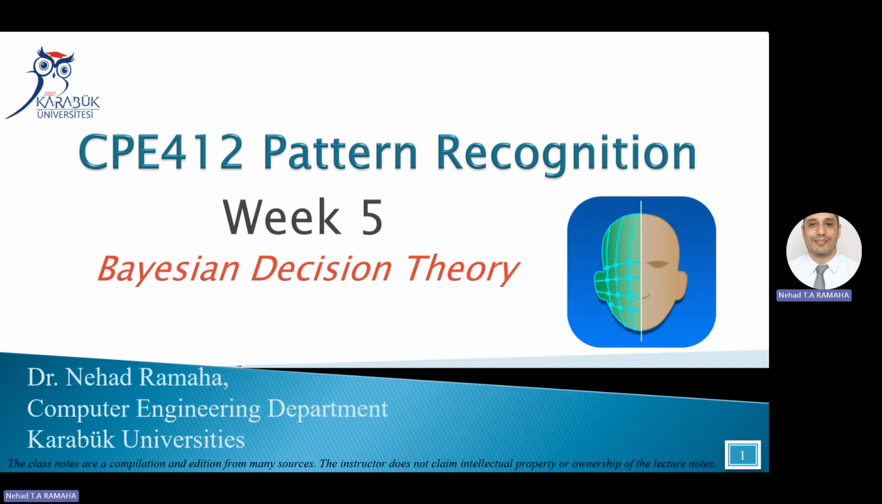Okay, we are still in the same subject, but this time we will focus more on classification. So we will now speak about how to use Bayesian decision theory for classification.